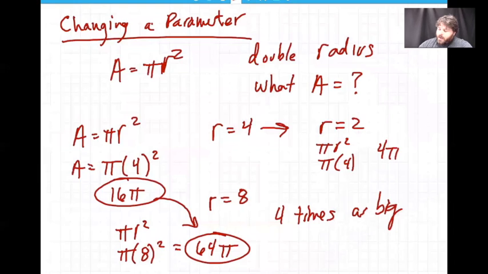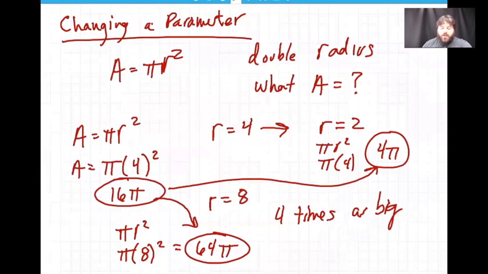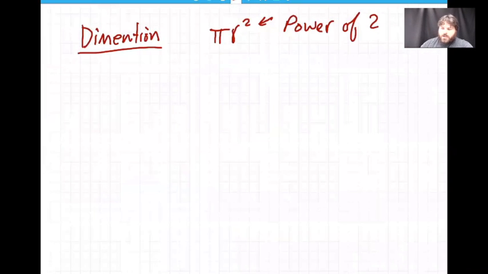So 4 pi, you can see that it's 1/4 as big, because I cut it in half twice because the radius is being squared in the formula. All right, so basically here's kind of how this dimension thing works.